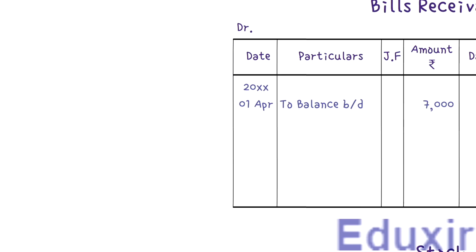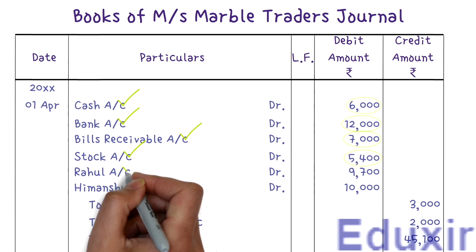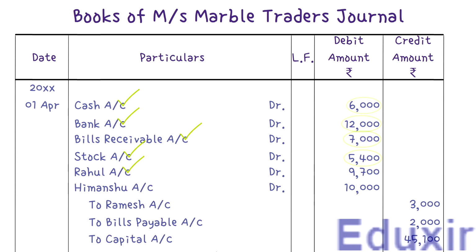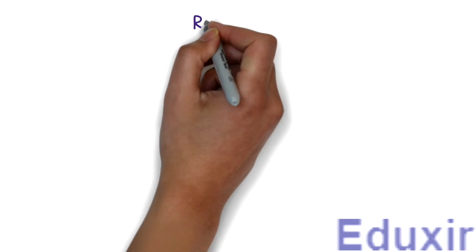Let us now take up the next entry. As the name suggests, it needs to be posted on the debit side of Rahul account and the debit amount is 9700 rupees. Note that the details that need to be posted into the particulars column is balance brought down. For posting this entry, we need to create a ledger account for Rahul as it is not yet created. Let us first write the title as Rahul account.